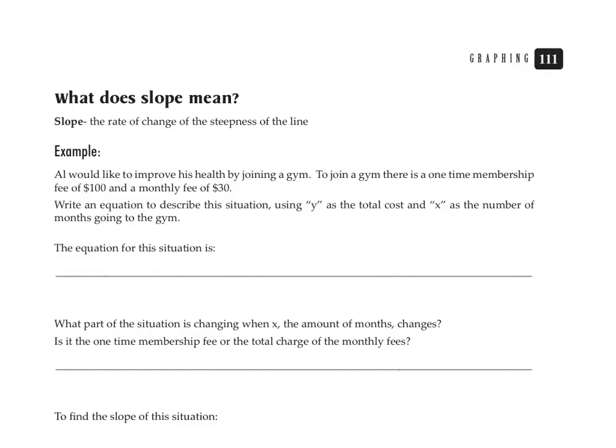All right, what does slope mean? Slope is a rate of change, the steepness of a line. We just talked about this a couple pages ago. That's all that slope means. Here we have a word problem that involves slope.